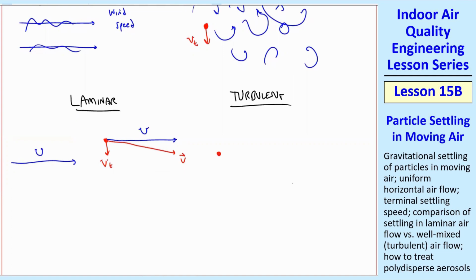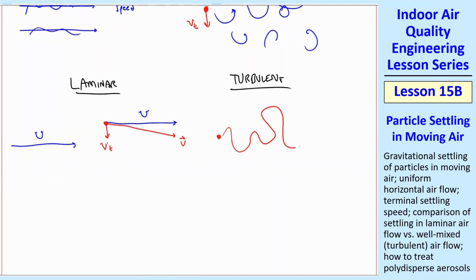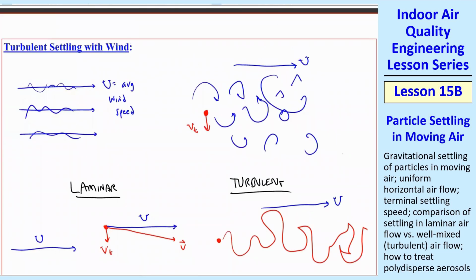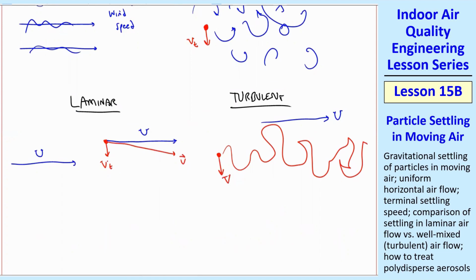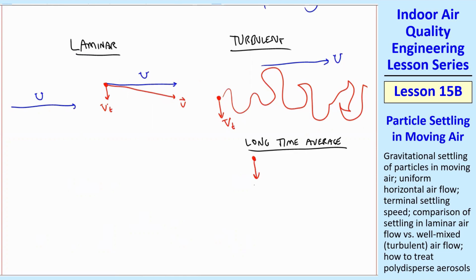Well, it's going to get caught up in some of these eddies, so its trajectory may look something like this, all kind of messed up. But the important thing is that on average, it's still going to move at speed u to the right, because that's what the wind is doing. And on average, it's still going to fall at speed vt due to gravity. So for a long time average, the particle is still falling at vt, and it's still moving to the right at u. And it still has the same v as it had in the laminar case. It's just going through a more circuitous path to get there.